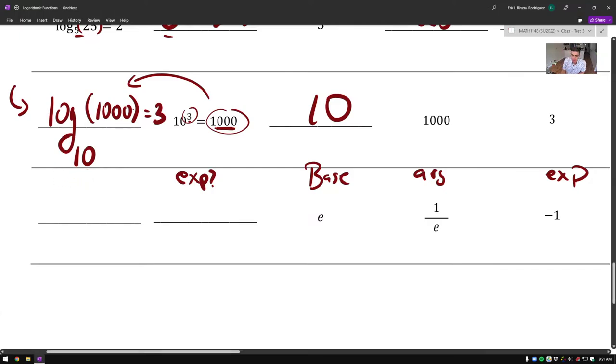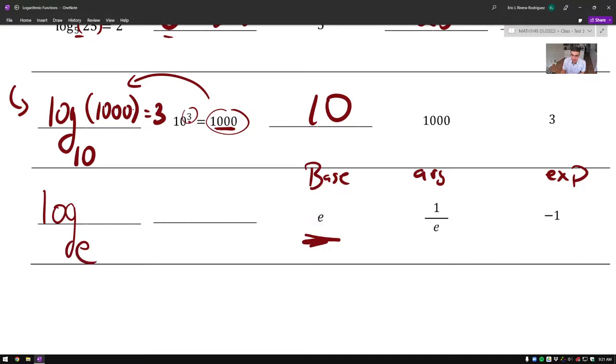So we got the base, log base e, and in the exponential form, we know that that's going to be the base. So what we are looking for is the exponent and the output here. And here we are looking for the argument and the output. The argument is 1 over e, so that goes here. And the argument in the logarithmic form is the output in the exponential form. And the output in the logarithmic function is going to be the exponent in the exponential form. Okay?